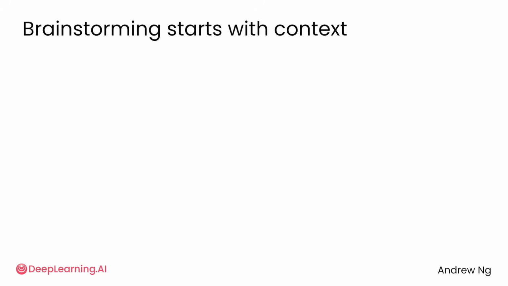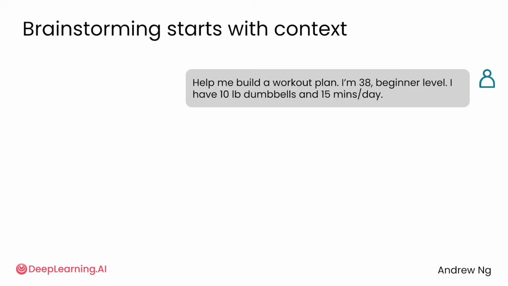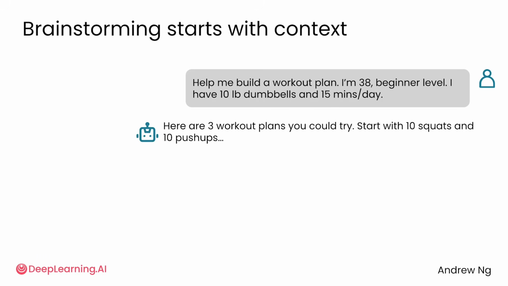I want to show you a different form of brainstorming in which you give it more context and then also iterate with the AI longer, meaning have a longer back and forth conversation to help get you to better options. So if you tell it, help me build a workout plan, I'm 38, beginner level, have 10-pound dumbbells and 15 minutes a day, then the AI may give fairly generic answers like here are 3 workout plans, start with 10 squats, 10 push-ups, pretty reasonable, very sensible, common sense answer.